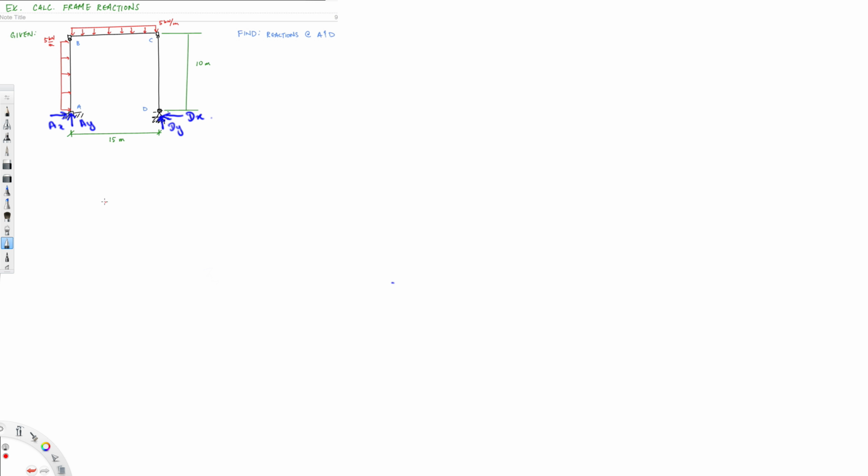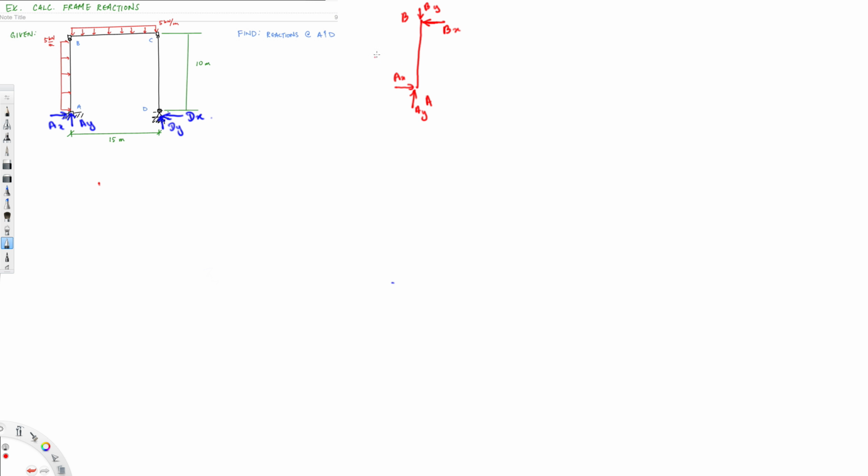So first of all, I draw AB. So this is AB. In A we have AX and AY, AX acting in this direction and AY acting in this direction. And in B, if I break it into two parts, we're going to have BX and BY. It doesn't matter which direction you put. It depends on the answer. If you get a negative, then the assumption is wrong. That's how we find it. So this is BX and this is going to be BY.